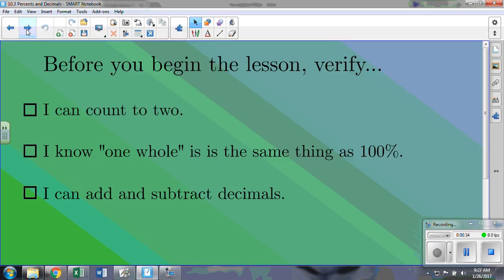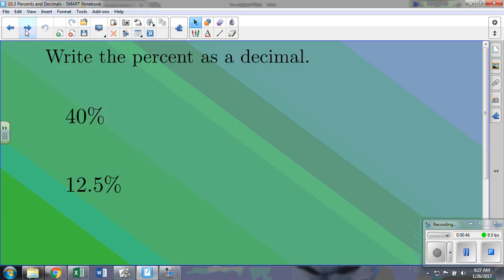All right, a couple of things that you have to be able to do. Can you count to 2? If not, don't watch this video. You also have to keep in mind that 1 whole is the same thing as 100%. And of course, you need to have the skill of adding and subtracting decimals.